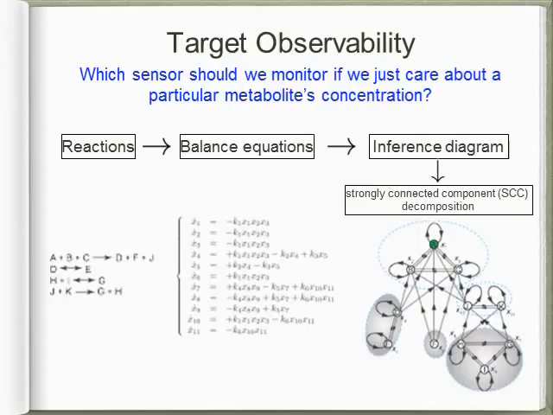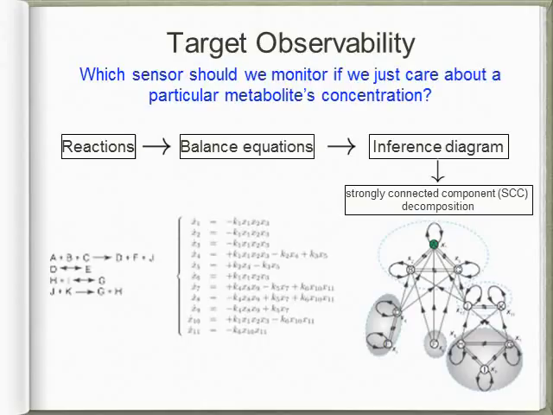Suppose we don't care about the initial state of the whole system. We just care about a particular compound, how to infer its initial state. For example, here, we want to know the initial state of compound A. Of course, naively, you can measure it. But suppose measuring A is not feasible, which node should we measure? B, C, D, E, F, G, H, I, J, K. Which one should we measure?